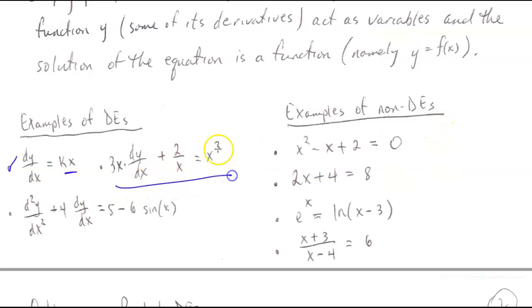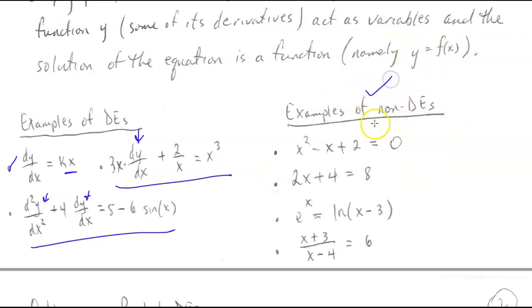Of course, in the second equation here, we see that we have the derivative of y with respect to x in this one term. The rest of the terms don't have a derivative in them, but that's okay. As long as we have one term that has some type of derivative in it, that's all that's needed. Same deal here. We have a second derivative and a first derivative in two of the terms. So we know that that's a differential equation.